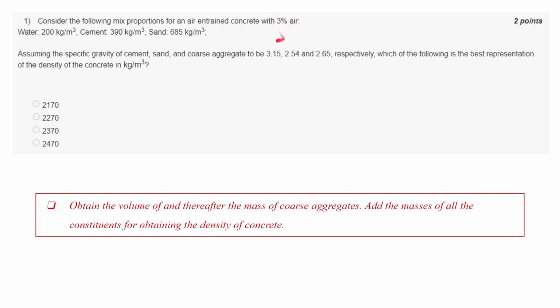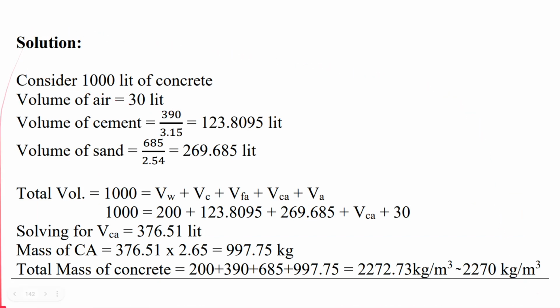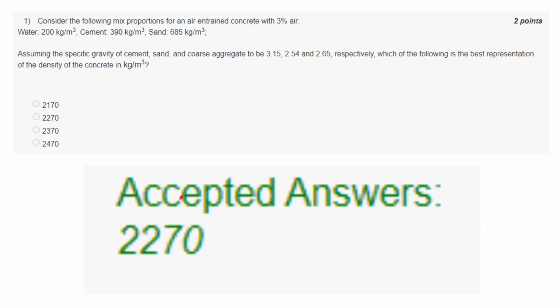Okay, so based on that, we need to find the volume of coarse aggregate, and then again using specific gravity, we need to find all the weights in kg, along with the coarse aggregate, and then we have to add to get the value. So this is how it has been done, and the result comes up to be 2270. So 2270 kg per meter cube is the correct answer.